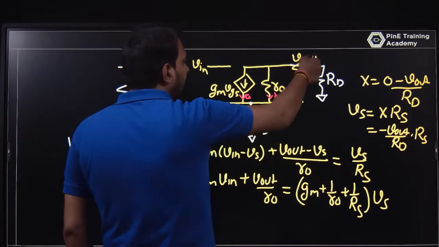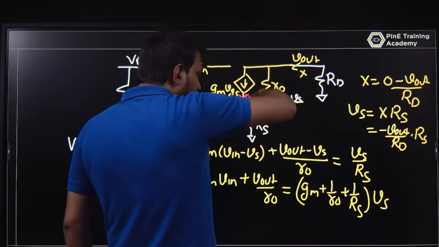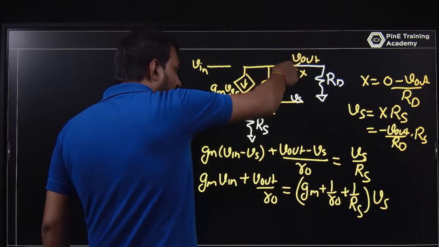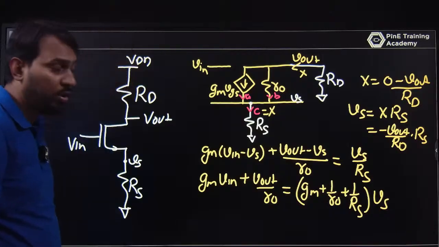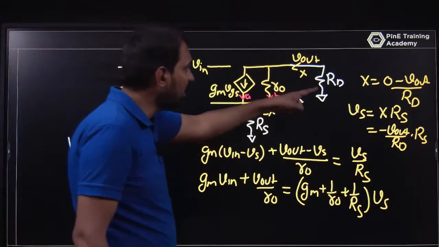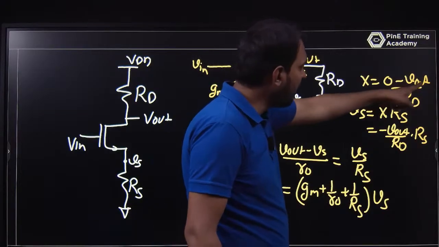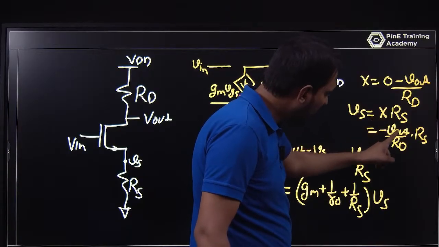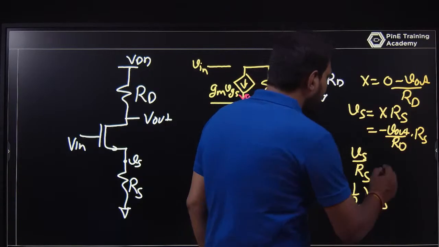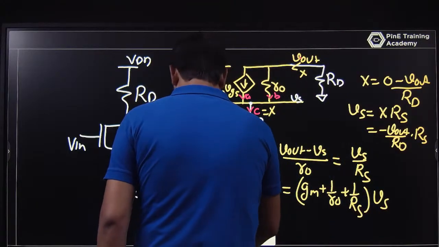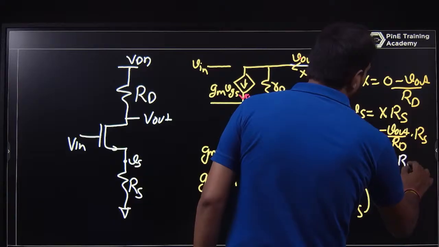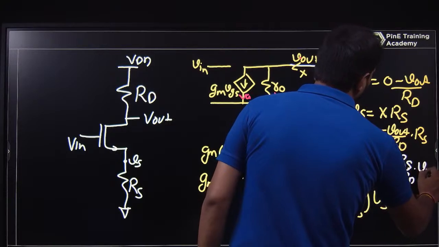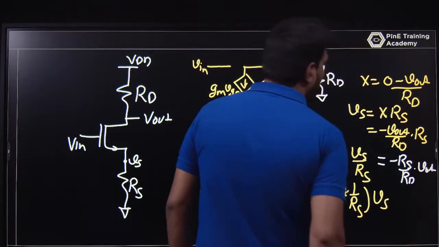This is the current, and that current will be the same through Rs. Let this current be X, so the voltage across Rs is X into Rs. What is X? That is 0 minus V out upon RD. So Vs is equal to X Rs, and with X equal to minus V out upon RD, this is minus Rs by RD into V out. Yes, hello. Is it okay?